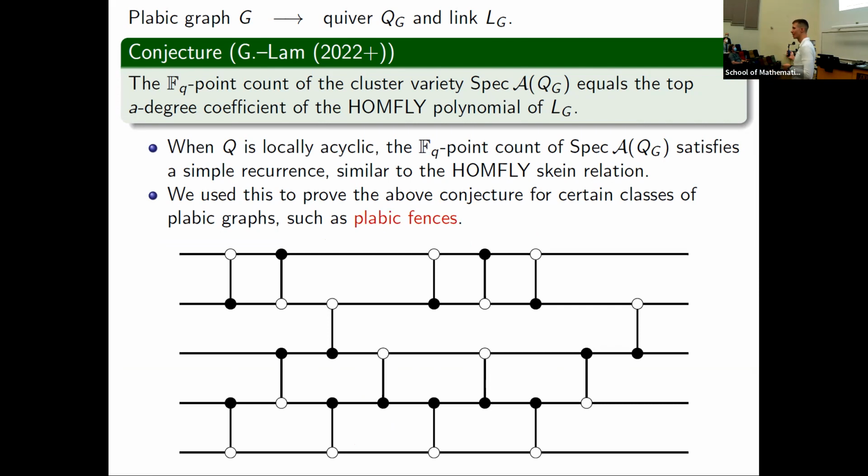It's the Bott-Samuelson thing. Repeat the question. The question was: is this cluster algebra related to the Bott-Samuelson variety? And the answer is yes.